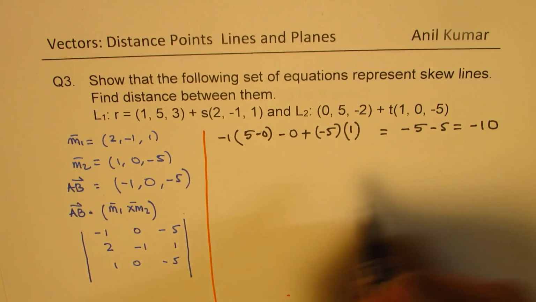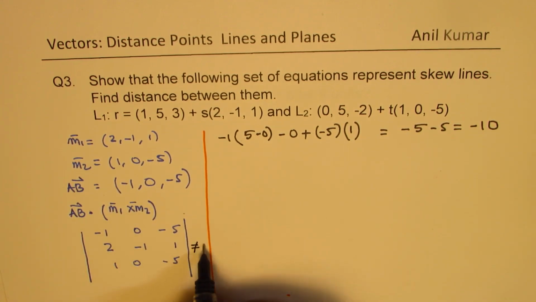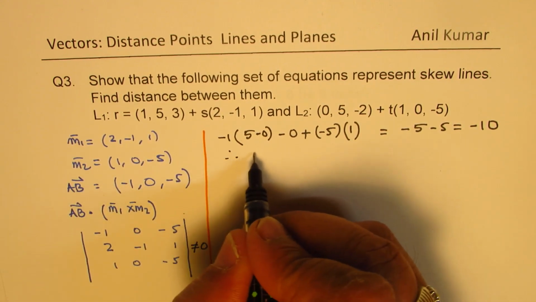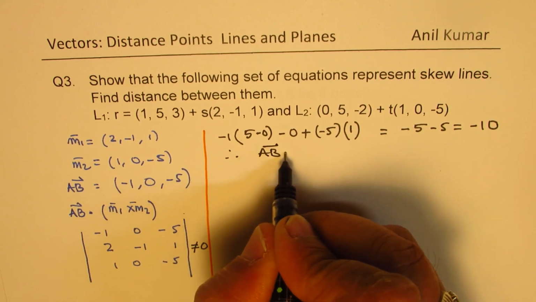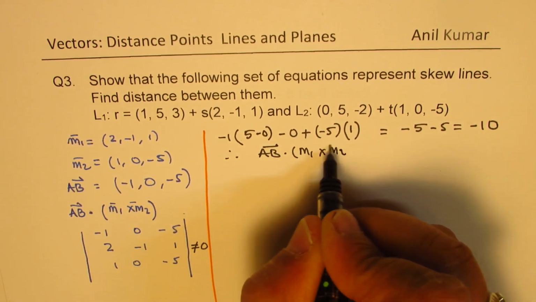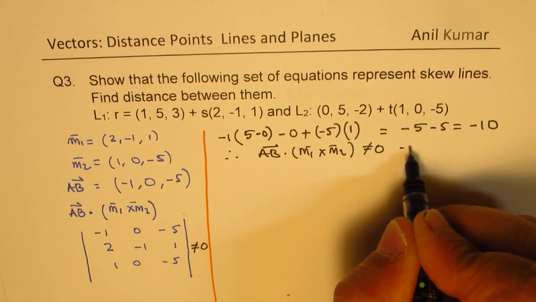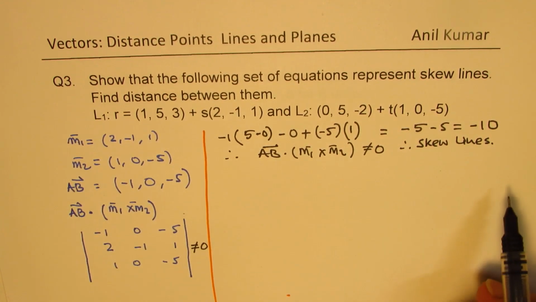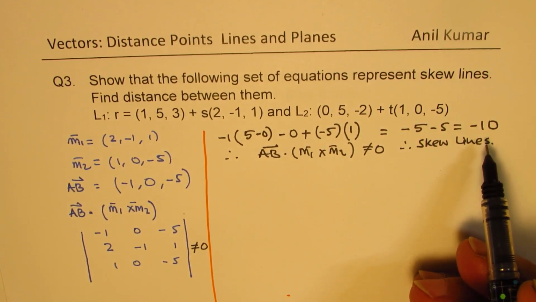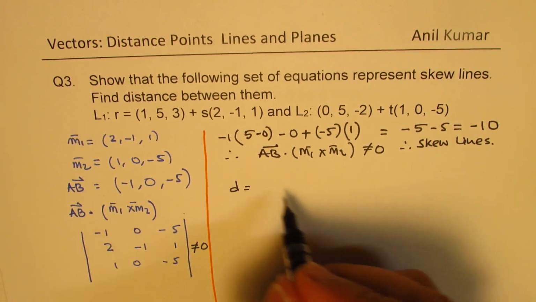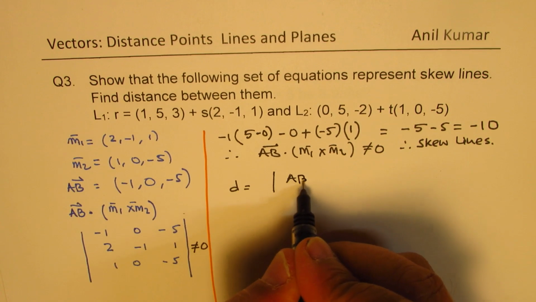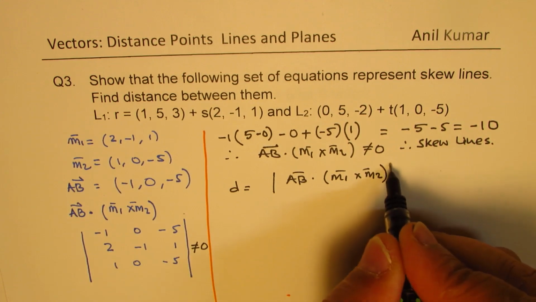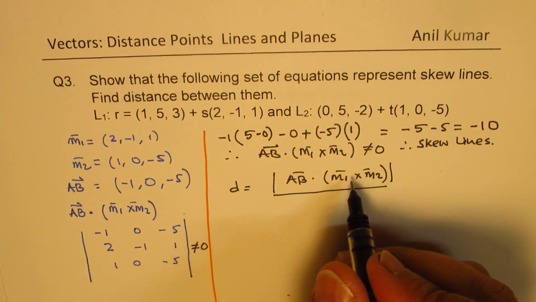So that is not equal to 0. Therefore, we can write like this also: AB dot M1 cross M2 is not equal to 0. Therefore, skew lines. Is that clear to you? Now, to find the distance, we can actually use this scalar triple product. The distance is equal to this scalar triple product, which is AB dot M1 cross M2. It is helpful to even calculate or put it as a part of the question.